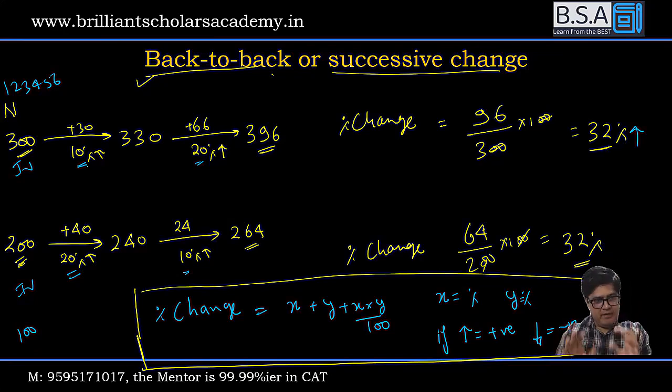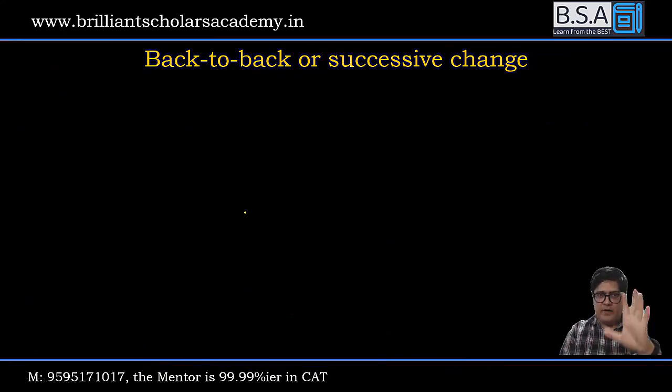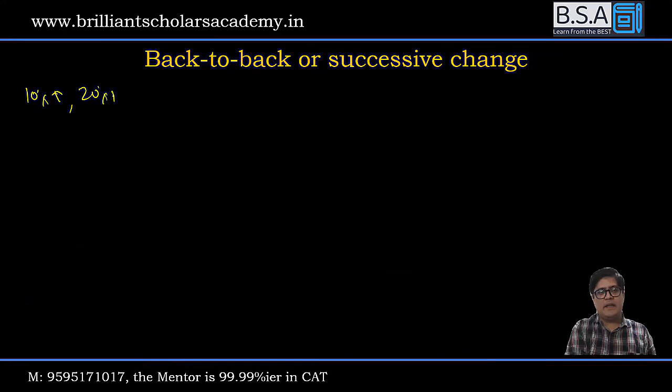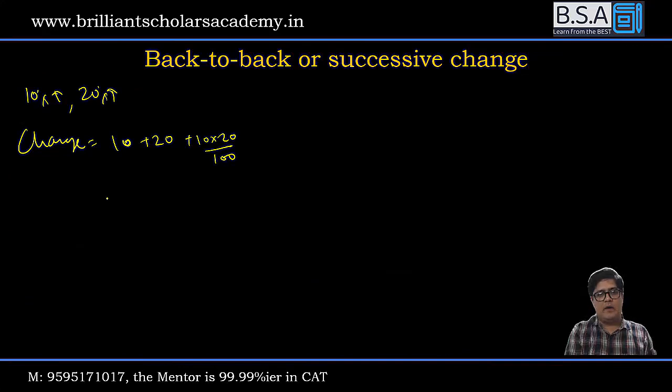तो मैं ये फिर से एक बार आपको करके दिखाता हूँ. I'll again do this for you. What is the approach here? देखो आप. First, I had 10% increase, then I had 20% increase. If only the percentage change is required, it will be 10 plus 20 plus 10 into 20 upon 100. That will be 30. 10 plus 20 is 30 plus 200 upon 100 is 2.